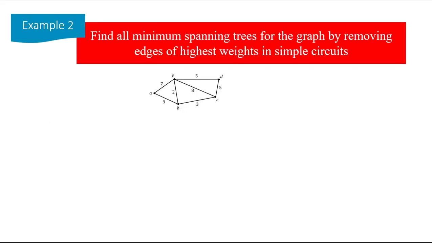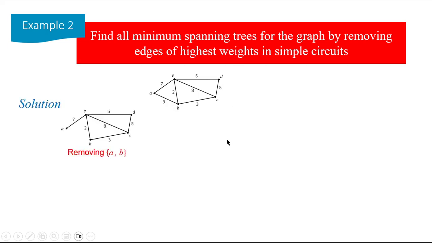Example 2. Find all minimum spanning trees for the graph by removing edges of highest weights in simple circuits. Here, if you look at this graph, this is a simple circuit here. 9 is the heaviest edge, so it can't be in any minimum spanning tree. Same thing goes for 8. See this 8 here? So let's see how we can do that.